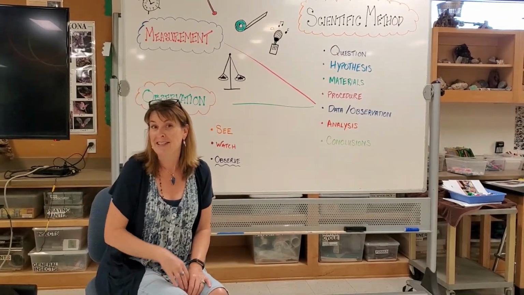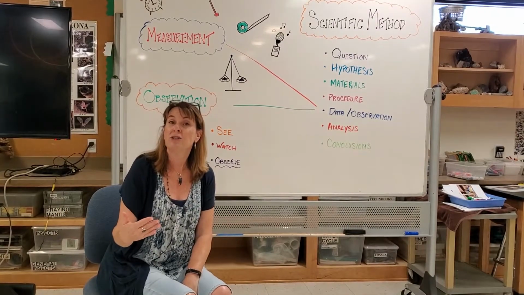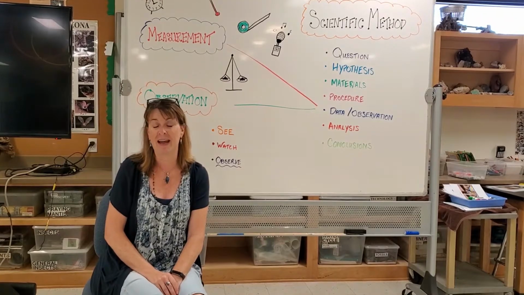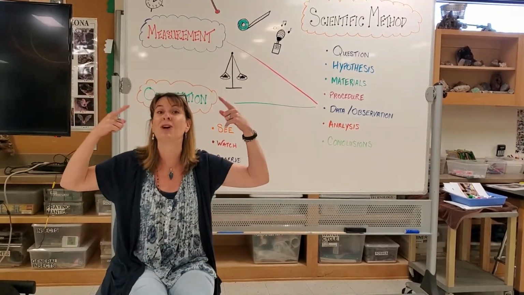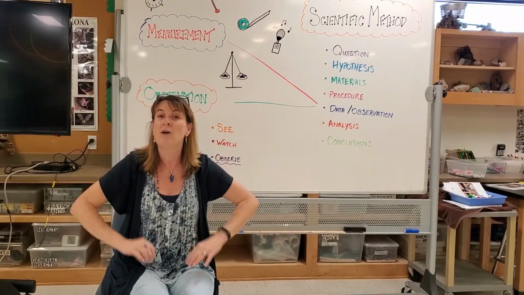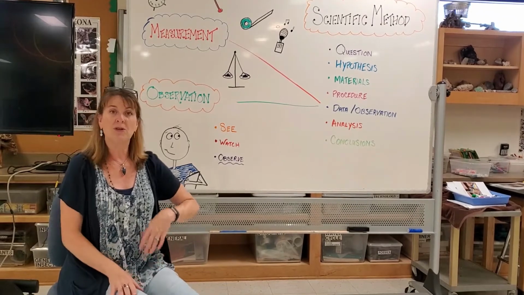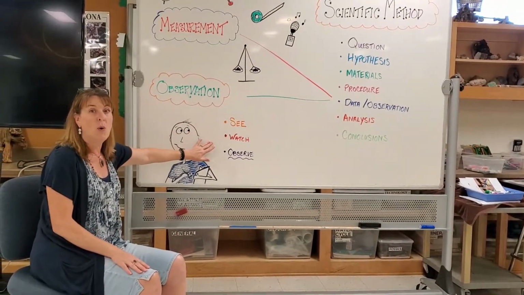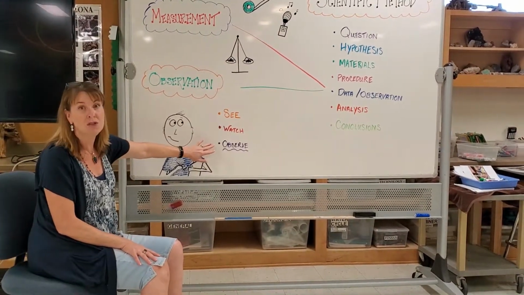But scientists do something else that doesn't require a tool. They do something called observation. And the only tool you need for observation is your eyes. Now, when we use our eyes, we're used to seeing things, we're used to watching things, but seeing and watching are a little bit different from observing.